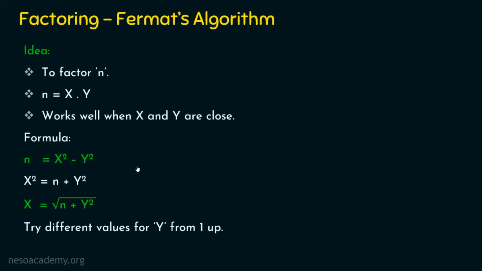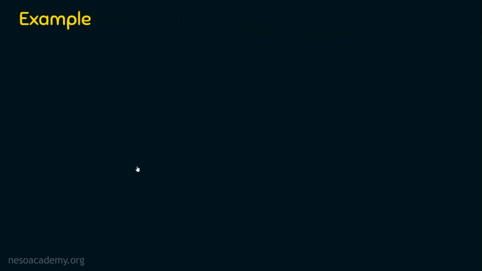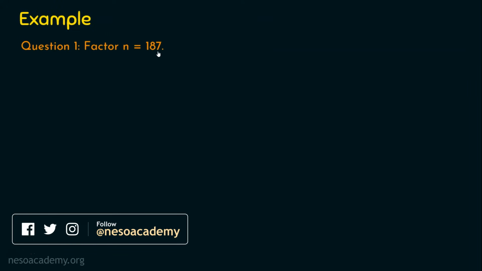Why wait? Let's dive into example number 1. The question is, factor n equal to 187. So please note here, you are given the number n. Now we are going to find the two prime numbers where the product of these two prime numbers is 187. So we are going to find those two prime numbers. Let's solve this now. What formula are we going to take? I already told you in the last slide that we are going to take x is equal to square root of n plus y square.